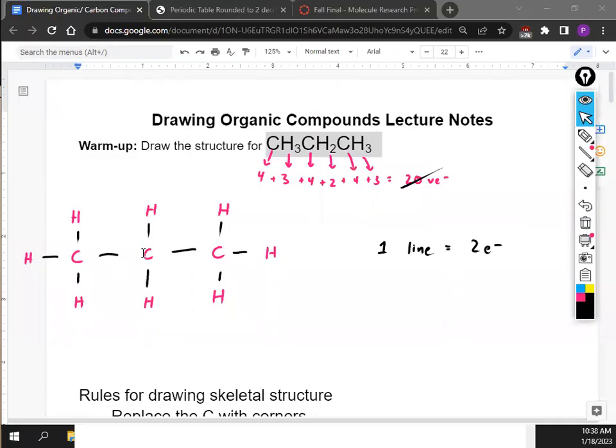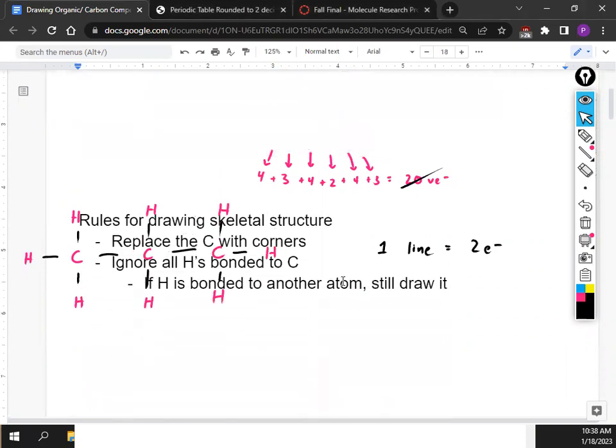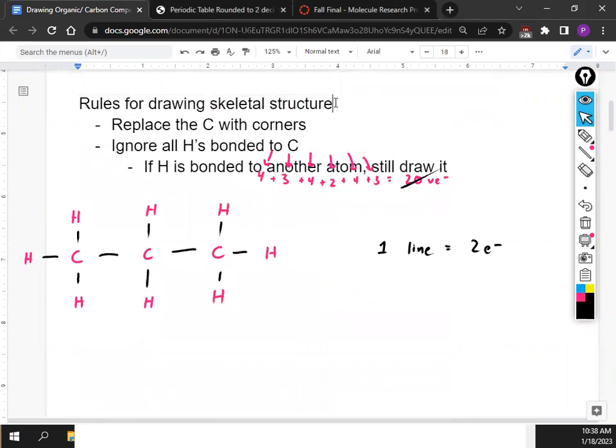If you guys notice, our chemicals are starting to get kind of big, right? So it's getting more and more annoying to draw with all these lines. So we're actually going to simplify it even more, and that's what we're going to be learning how to draw today. We're going to be drawing something called a skeletal structure. There are 3 rules that you want to keep in mind, so you're going to want to jot these down on your paper. I'm going to keep this example because we're going to be drawing the skeletal structure for our warm-up.